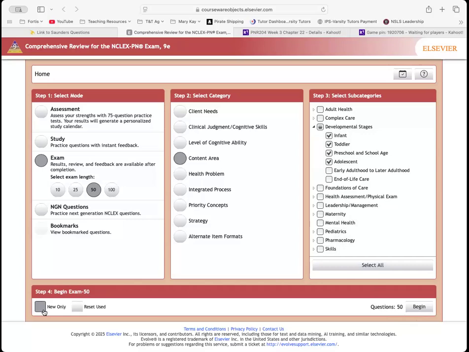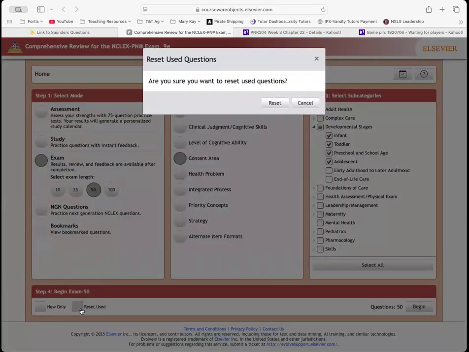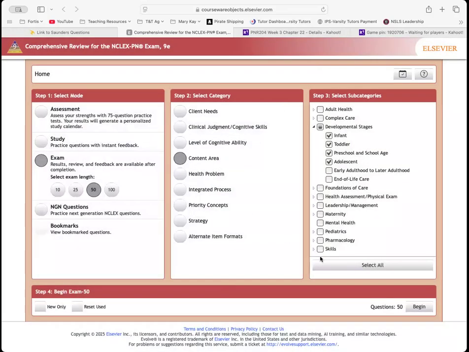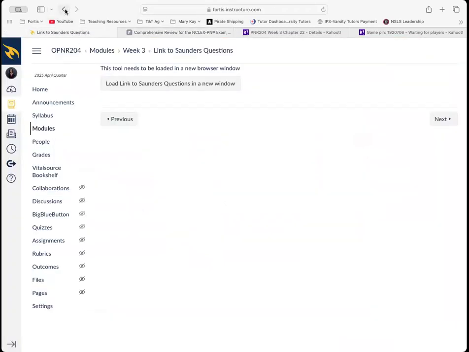So come over here to the left-hand side, uncheck new only, make sure that box is white, and then reset your used questions. It's going to give you a confirmation. Are you sure you want to do this? Yes, you do. That will guarantee you that you get to those 50 questions. Do we have questions on that process? Okay. There is a screenshot in your week 3 announcement that looks just like this, so you can double check your setup to make sure that you got everything that you were missing.